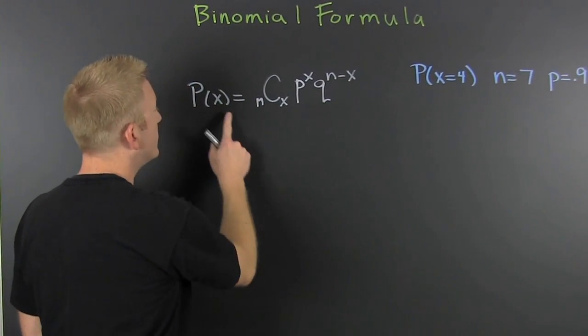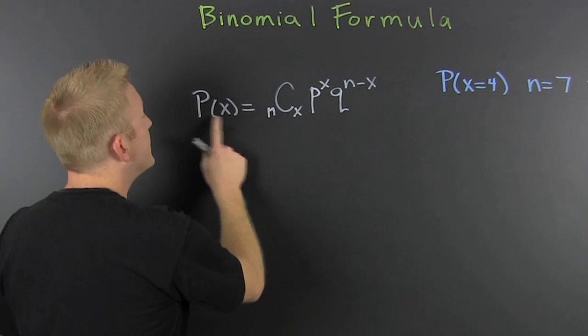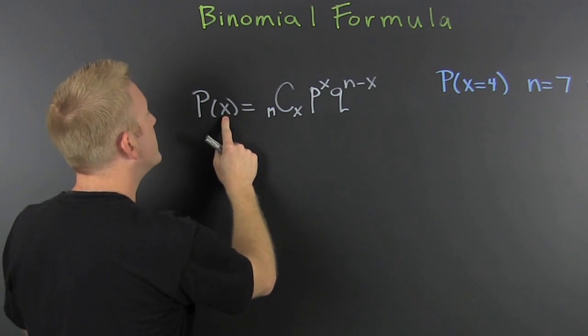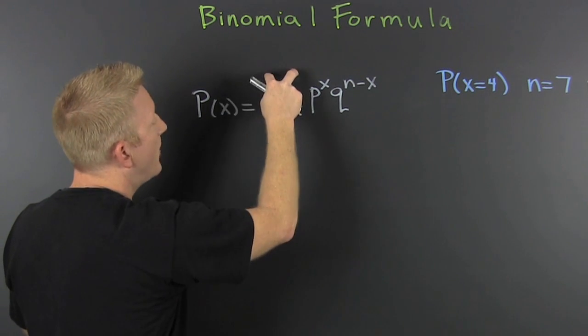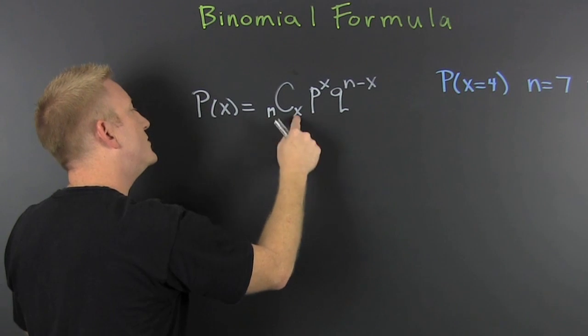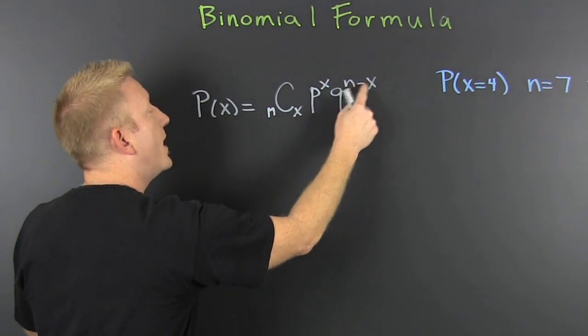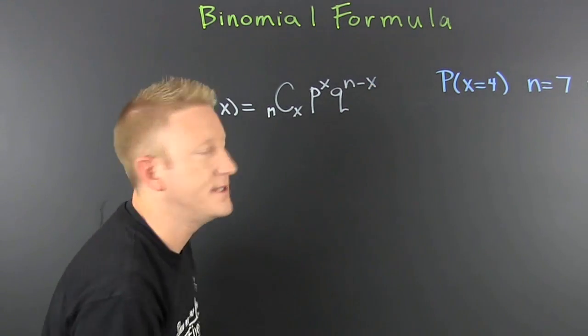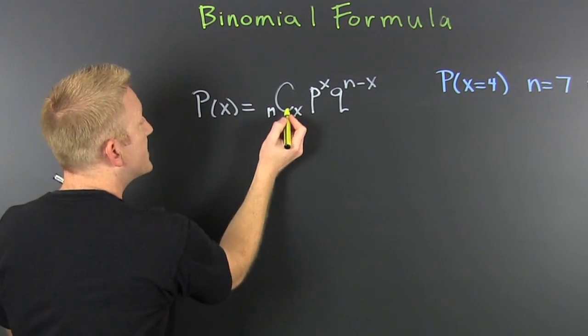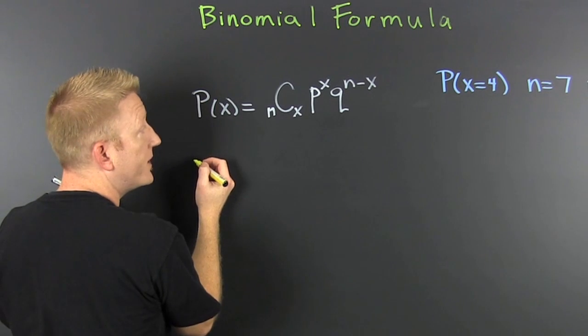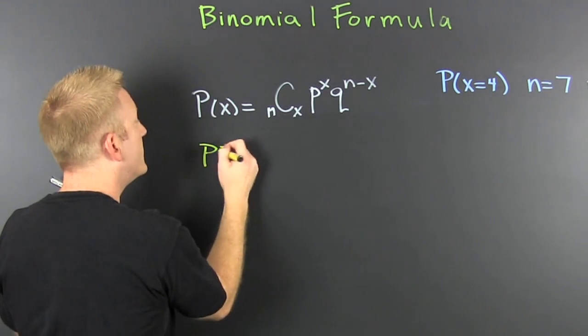Here we go. The binomial formula. It says the probability of x occurrences is equal to the combination of n things, choose x of them, p to the x, q to the n minus x. What's next? This part, that's the combination. P is the probability of success.